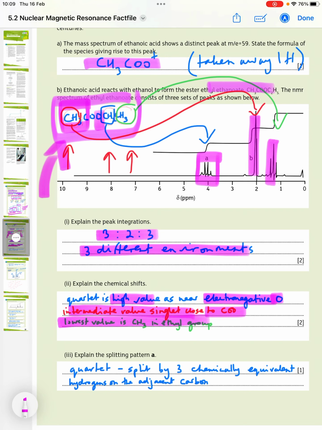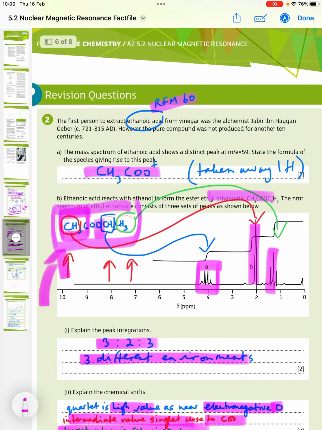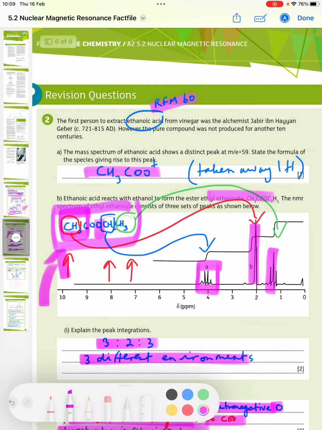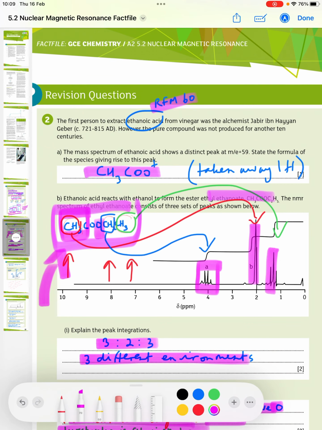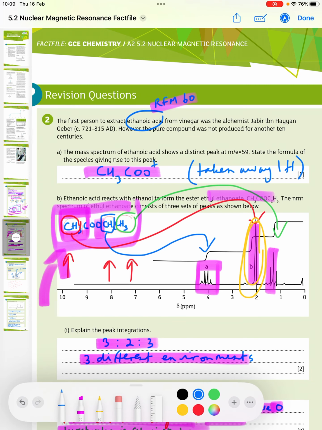Okay. So then explain the splitting pattern in A. Well, it's split by 3 chemically equivalent hydrogens on the adjacent carbon, so it's a quartet. And then explain why B is a singlet. So let's just go back and look at that. So here is, let's see, get a different colour. Here is B. Okay, so why is B a singlet?